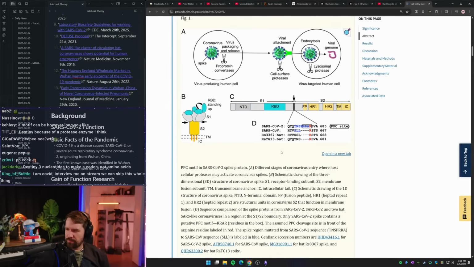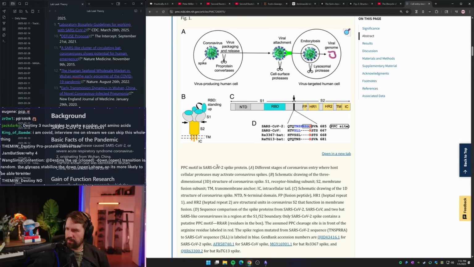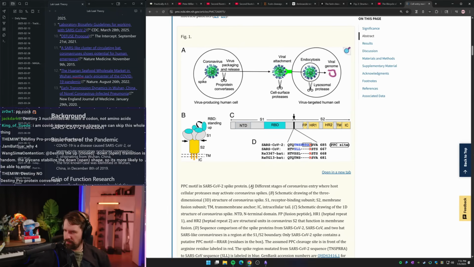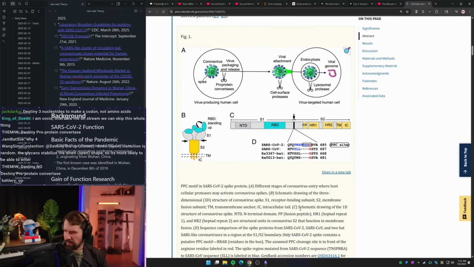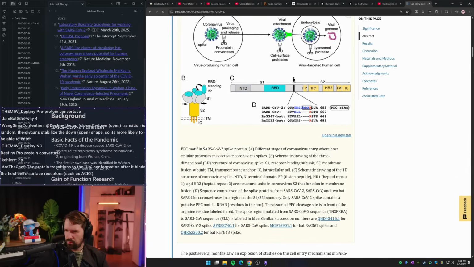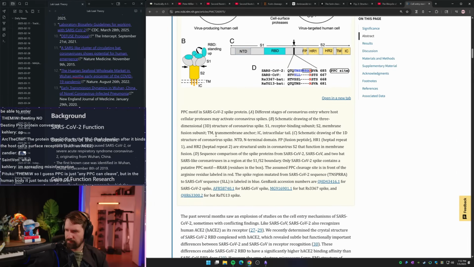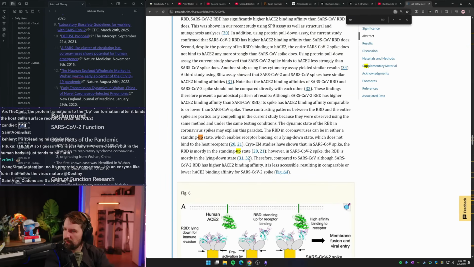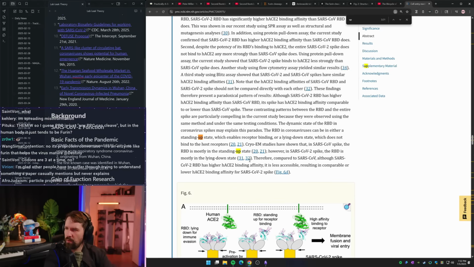Different stages of coronavirus entry where host cellular proteases may activate different stages of coronavirus entry. B is a schematic drawing of the three-dimensional structure of the coronavirus. S1, receptor binding subunit. S2, membrane fusion subunit. TM is the transmembrane anchor. IC is the intracellular tail. Schematic drawing of the 1D structure of the coronavirus. No, it's pro-protein convertase. Okay.